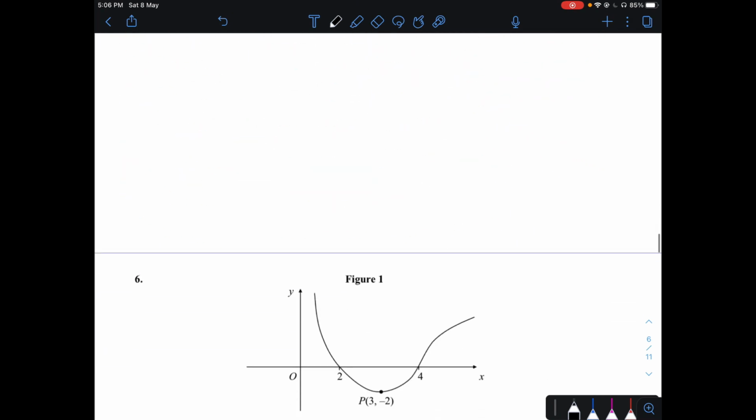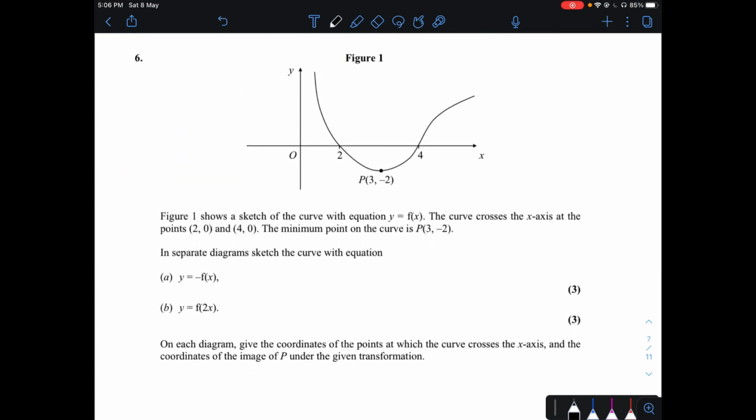Alright, question number 6. Figure 1 shows a sketch of a curve with equation y equals f of x. The curve crosses the x-axis at the points 2, 0 and 4, 0. These are our x-intercepts, as you can call them as well. The minimum point of the curve is P, bracket 3, minus 2. Now, in separate diagrams, sketch the curve with equation, part A, y equals minus f of x, and part B, y equals f bracket 2x.